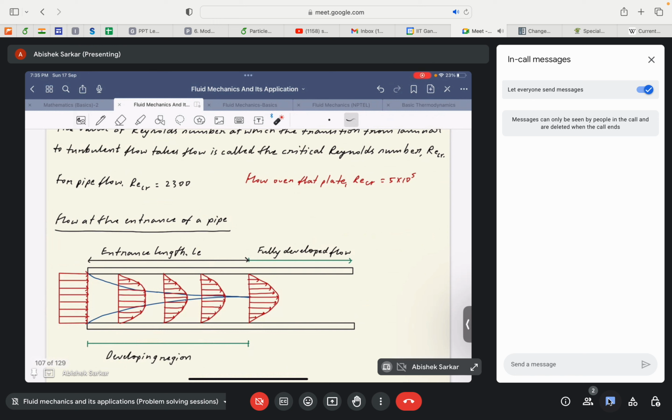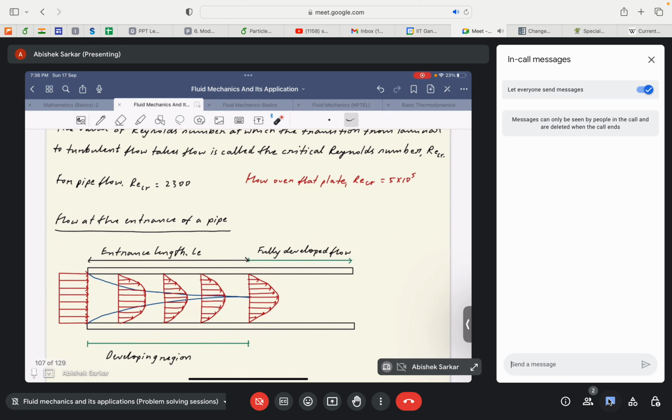So this transition region is, I must say, one of the very difficult concepts to master in fluid mechanics. It's very difficult because both natures of the flow field come into the picture, and it's very difficult to analyze what governing equations would remain the same, what relations we would use, and what scales we would use to non-dimensionalize our equations and then solve them. So it's not correct to say that after 2300 itself the flow becomes turbulent.